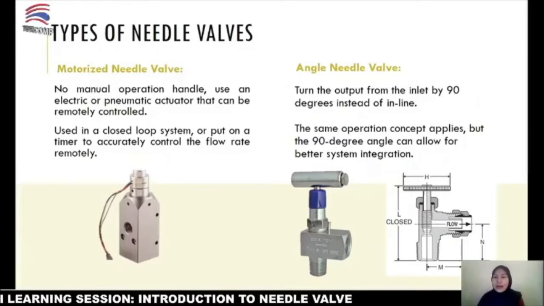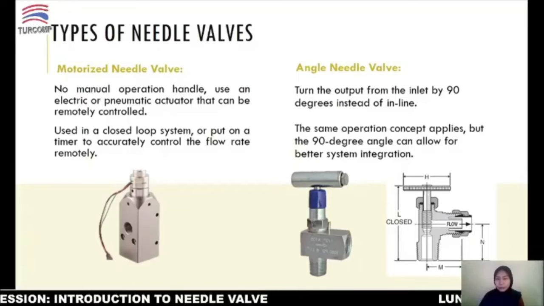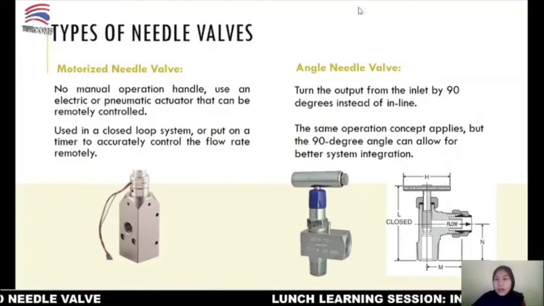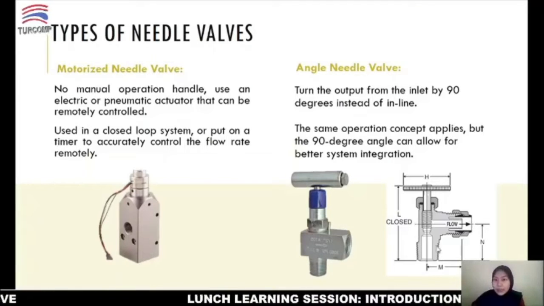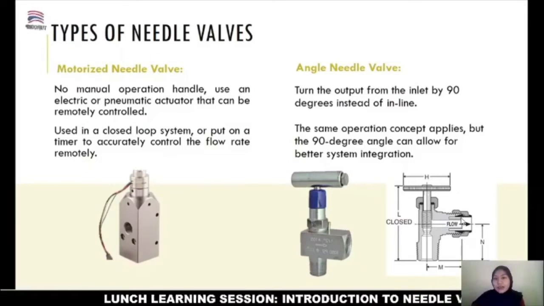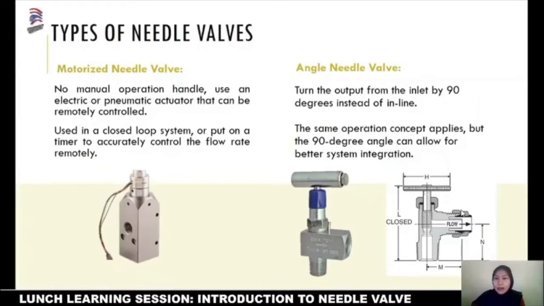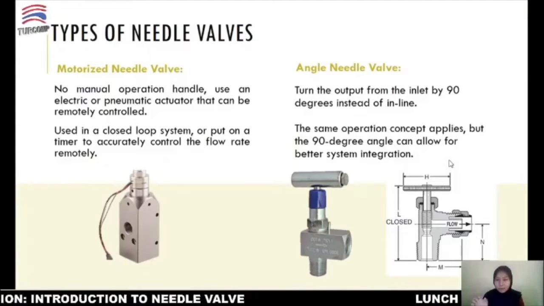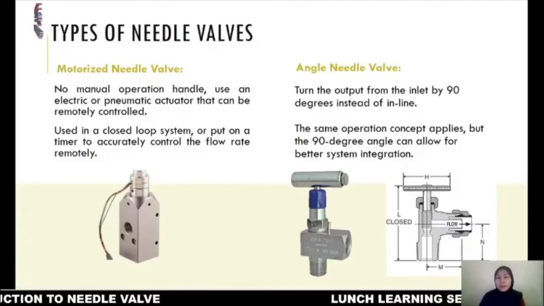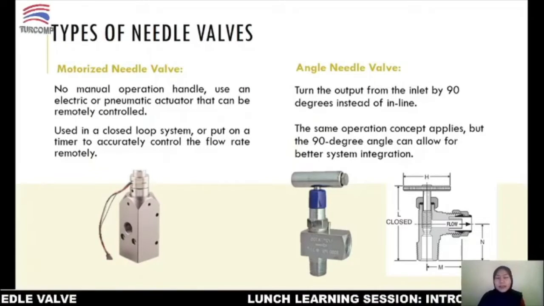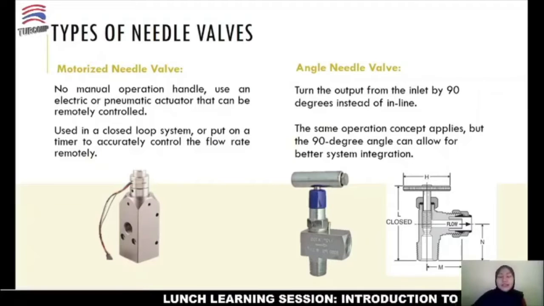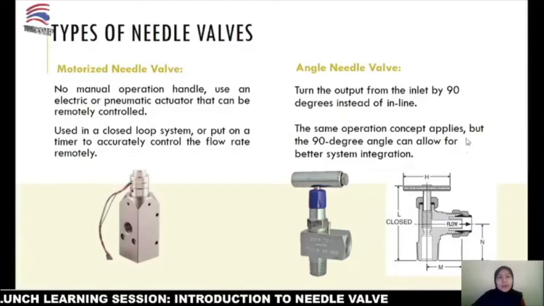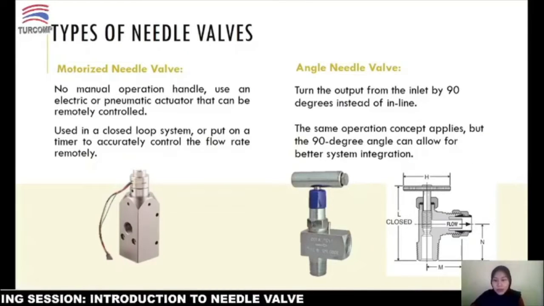And then we also have the angle needle valve. The angle needle valve has the output of the valve at 90 degrees from the inlet. Like the one that I showed you just now, that one is inline, where the input and output of the valve are in an inline design. But for this one, the same operation concept applies, just at a 90-degree angle. That is the only difference, which allows for better system integration. So these are other types of needle valve.